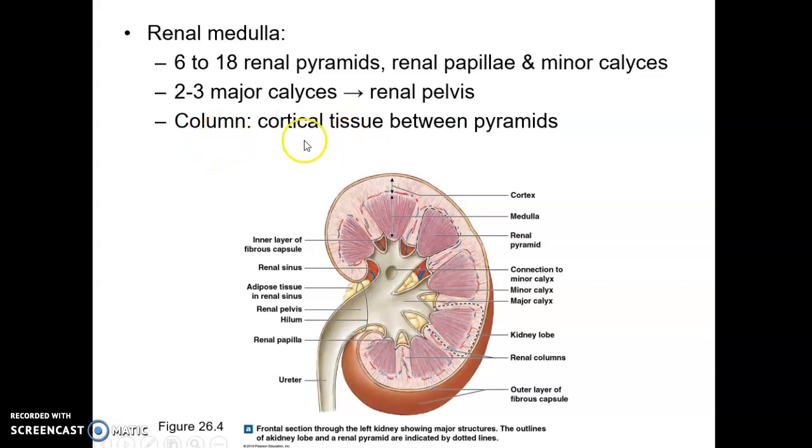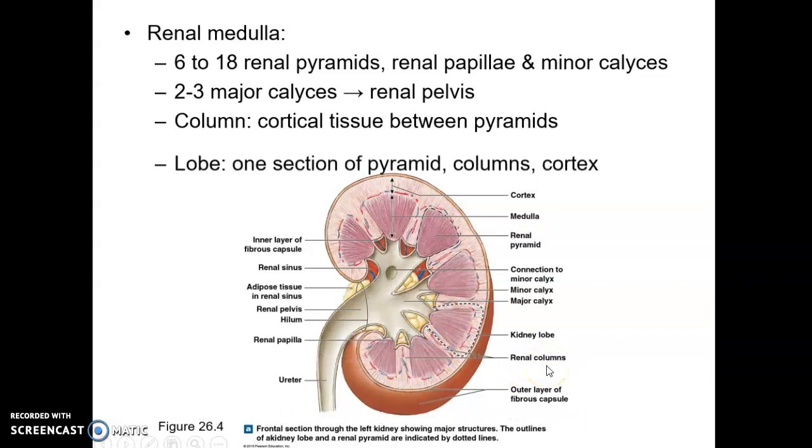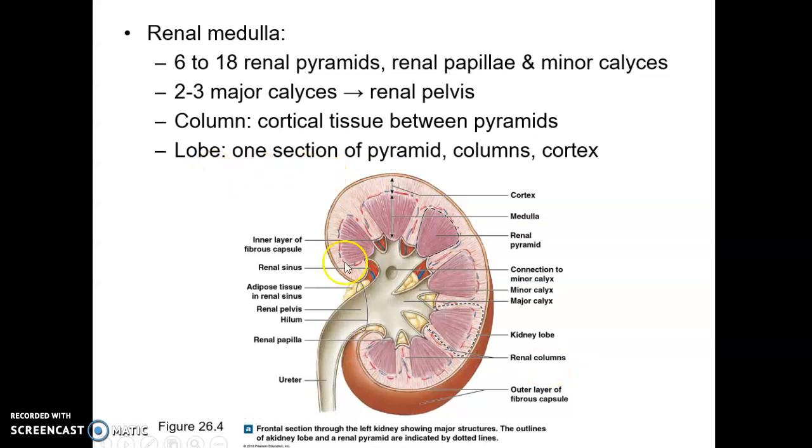A column, this is some cortical tissue that's between and separates the pyramids. So that's in light pink color here, renal columns. So they are between the renal pyramids. And a lobe is one section, including a renal pyramid, some of the columns, and the outermost section of cortex. It's kind of like a wedge-shaped section out of the kidney.